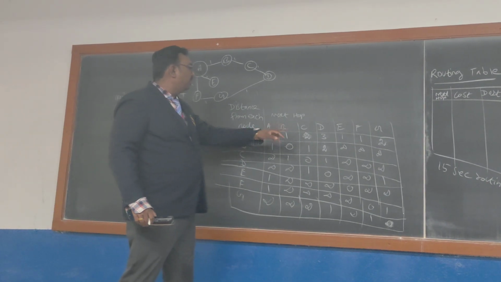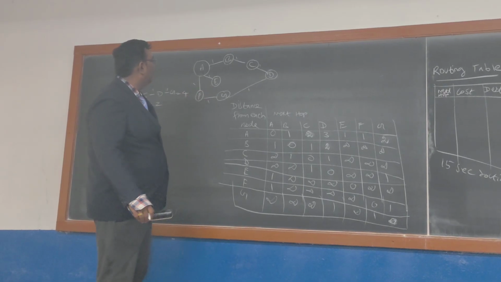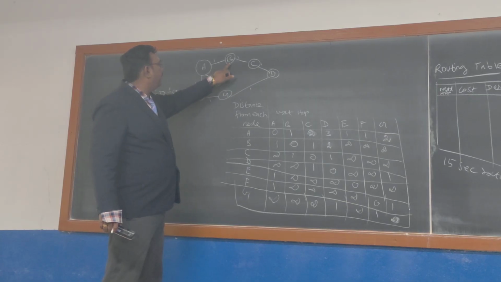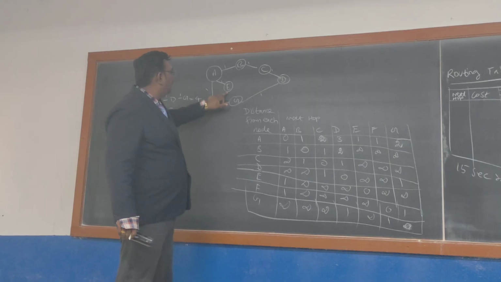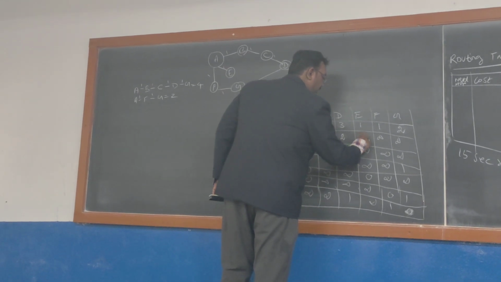Same like that, B to E. So B to E, what are the paths available? Here you are going to have only one path. So B to A, A to E. So B to A is 1, A to E is 1. So 1 plus 1, 2. So you are going to have a 2.